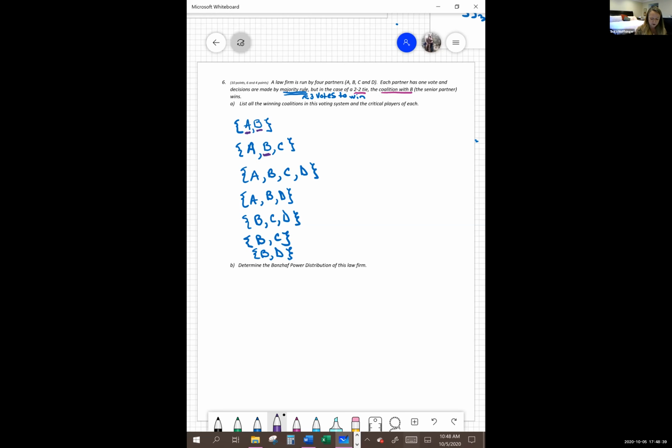So no one's a critical player when all 4 vote, because removing one of them could still make it a winning coalition. So if we removed A from this ABD, it will still win, so A is not critical. If we remove B, though, A and D cannot win in a tie without B. Same sort of idea down here. So B is the critical player when there's 3 players. B and C are both critical players here, and B and D are both critical players. So determine the Banzhaf power distribution for the law firm.